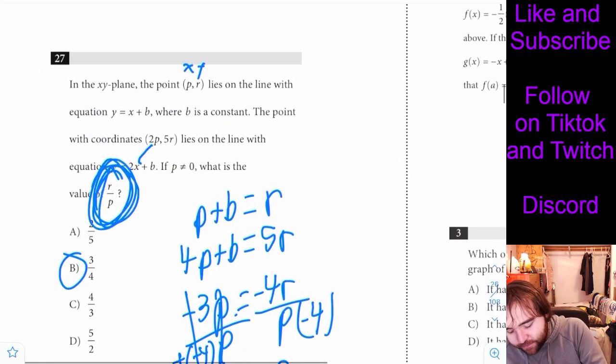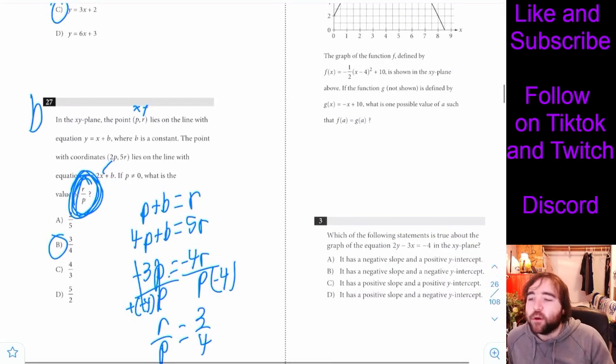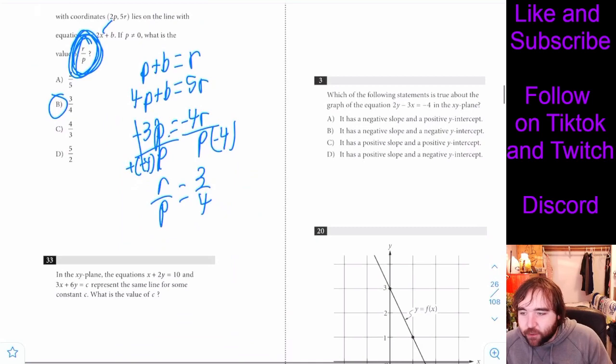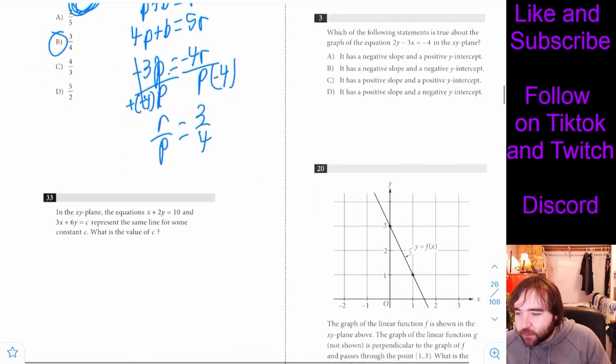That's our answer. So there might be a way to just think about it and see it, but that's what I would do. If you write out equations, you can just solve them. That's why I always like writing out equations.